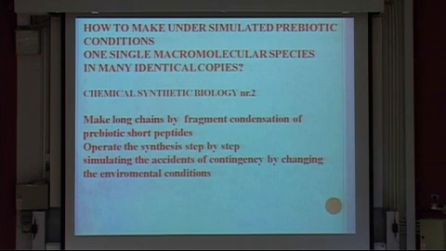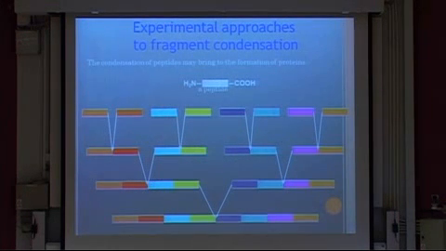And the idea is to do fragment condensation. You have fragment 1 and 2, and you join them. So from these, let's say 10-mers, you make 20-mers, and you join the 20-mers, you make the 40-mer, and you use that.